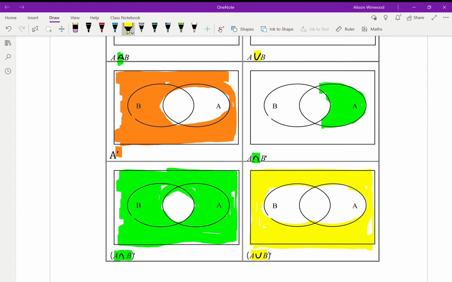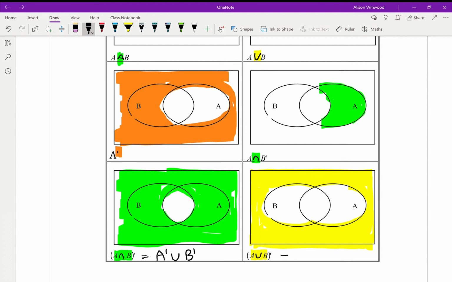Now there is a law that says we can get rid of the brackets, and when we get rid of the brackets, the dash goes on both letters, and if it was an intersection it becomes a union. So this shading is the same as A dashed union B dashed. So we've coloured in all that's outside of A, and we've also coloured in all that's outside of B, and we end up with the same shading.